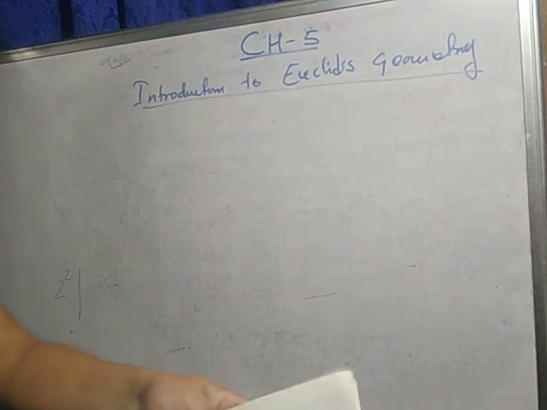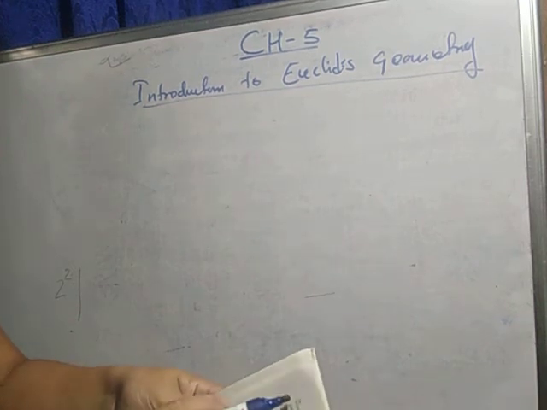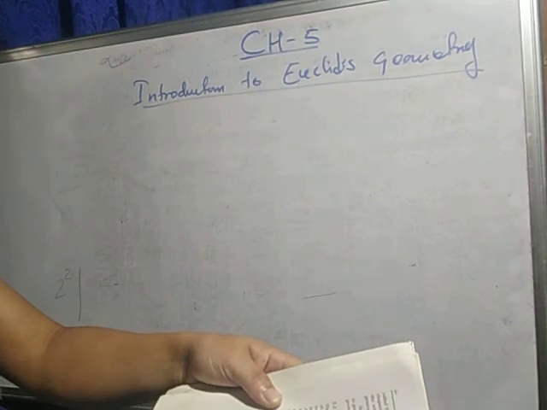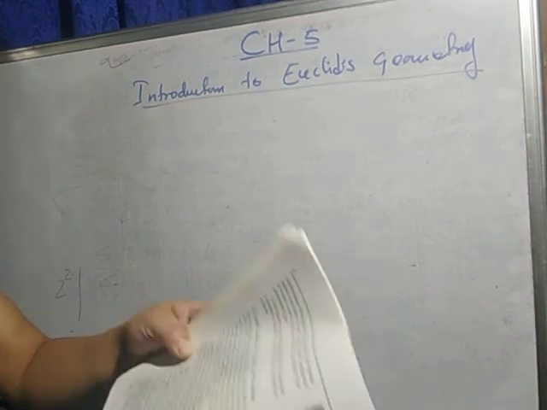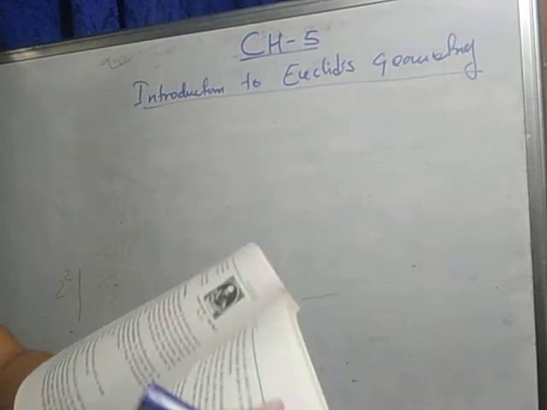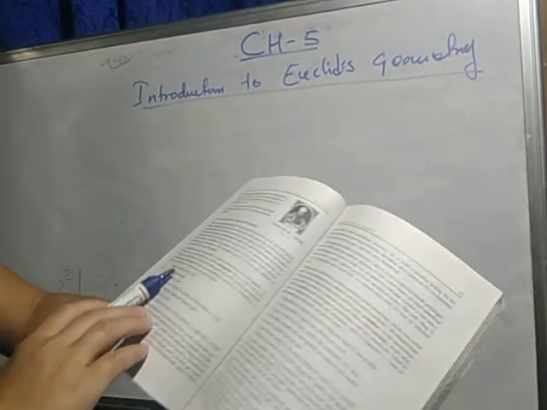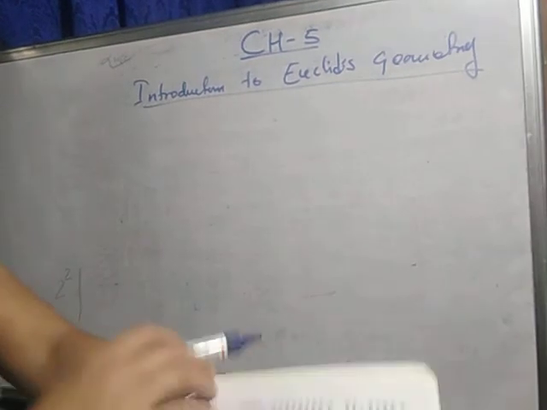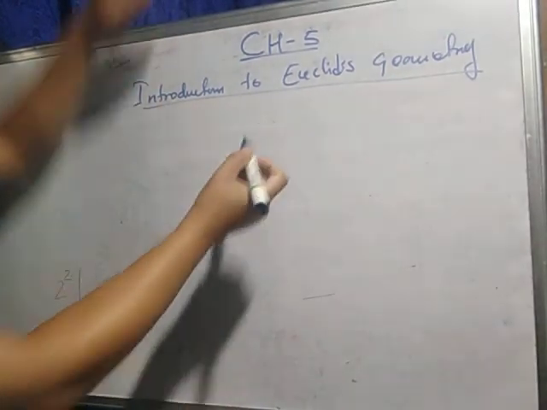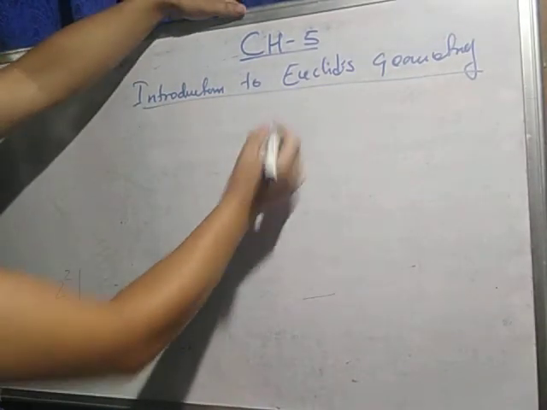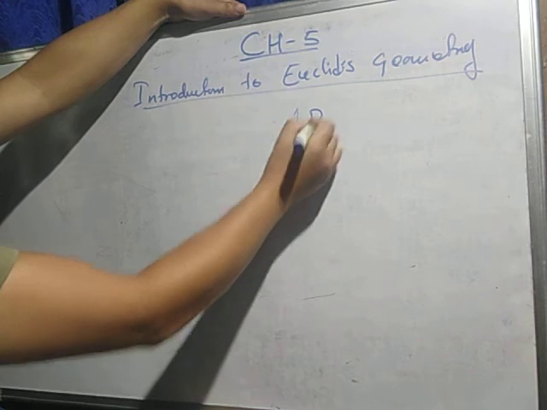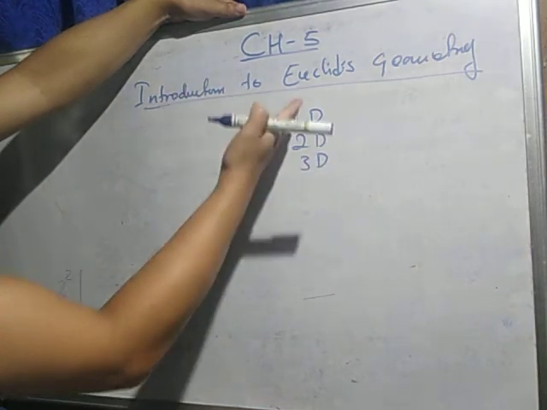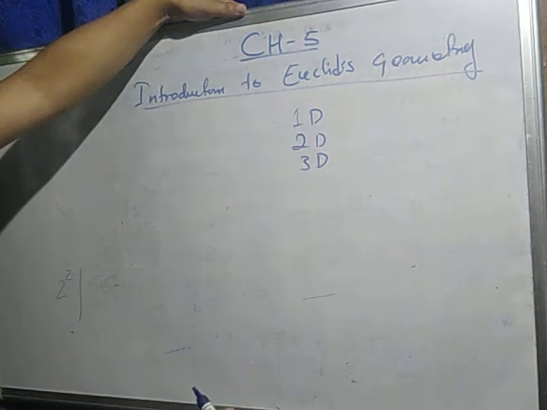Now just turn to page number 80. There you have Euclid's definitions, axioms and postulates. First you have to do homework, that is your Euclid's definitions. To understand this definition, first look at the whiteboard. See, there are 1D, 2D, 3D, isn't it? From this chapter we'll be starting our geometry.